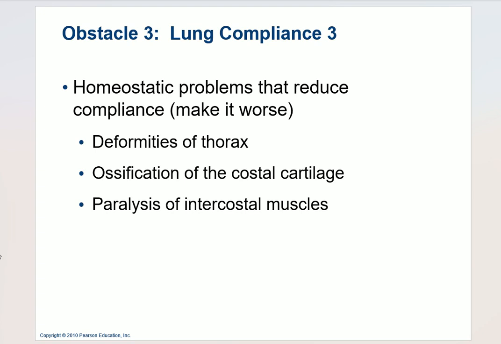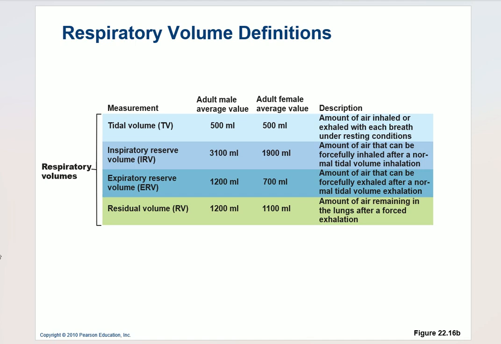There are also homeostatic problems that reduce lung compliance, or might make it worse: deformities in the thorax, ossification of the costal cartilages, paralysis of intercostal muscles. So any changes to the shape of the thorax, ossification of the costal cartilages, so turning to bone, less flexible, getting more bony. Paralysis of intercostal muscles, your ribs aren't going to elevate the way that they're supposed to, right? So you can't breathe in as well. We just talked about this. Reduction in lung compliance is the result of all of these causes.